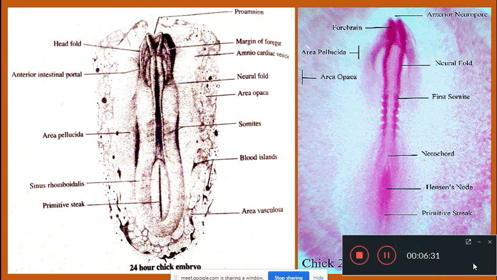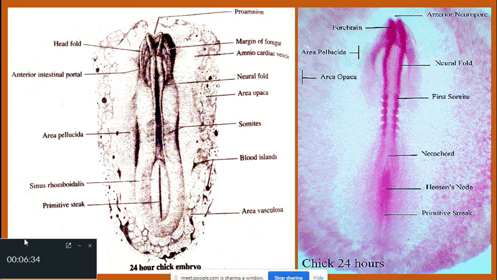In a 24-hour chick embryo, there will be 4 pairs of somites, in which this is the first somite. The first pair of somites is formed at the 21st hour of development, and the remaining somites will be formed posterior to it, because if the first somite is formed here, the others will be formed behind it. So during which hour is the first somite formed? It is during the 21st hour.